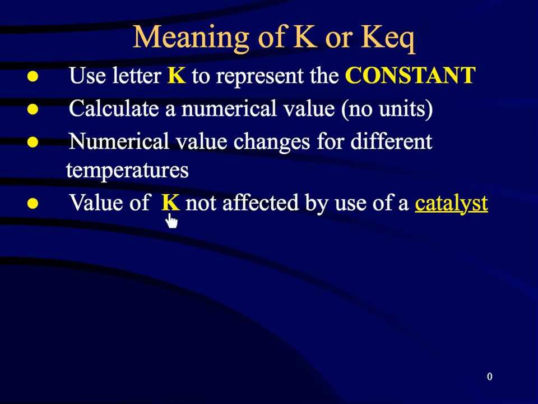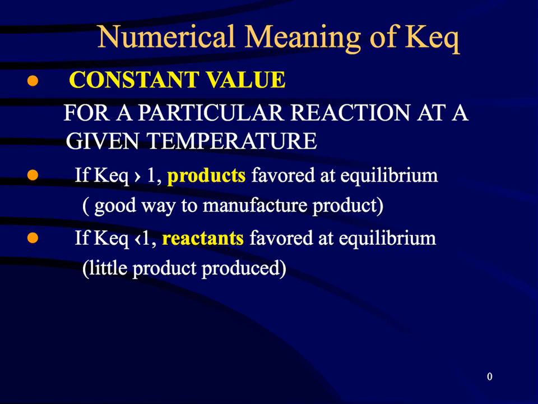Once again, the K values are not affected by catalysts, which also means that inhibitors do not change the K value. Put a star next to this one: if the K value is greater than 1, it favors the product side. You're going to have more products in your mixture than reactants. If the K value is less than 1, it favors the reactant side. So that means you have more reactants in your mixture than products.